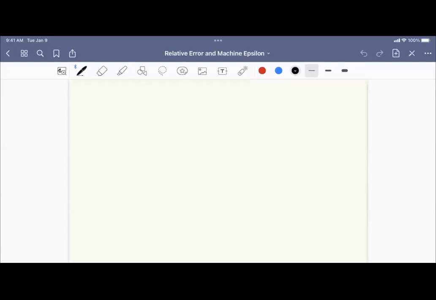Welcome back, everyone. So today we're going to talk about how we can relate the relative error of our Taylor series approximation of the exponential function to machine epsilon. And so how can we do this? Well, we're going to show that if we have x large enough and n large enough, this just means very large, then we have our relative error.